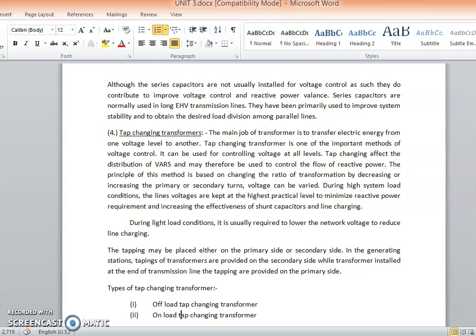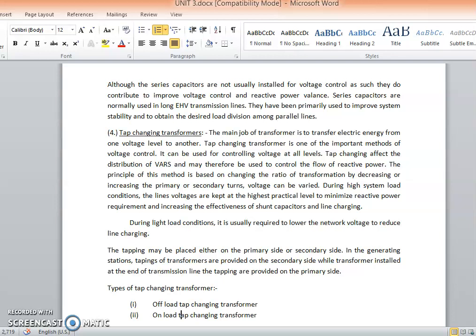Another device is the tap changing transformer. The main job of a transformer is to transfer electric energy from one voltage level to another. The tap changing transformer is one of the important methods of voltage control. It can be used for controlling voltage at all levels. Tap changing affects the distribution of VARs and may therefore be used to control the flow of reactive power.